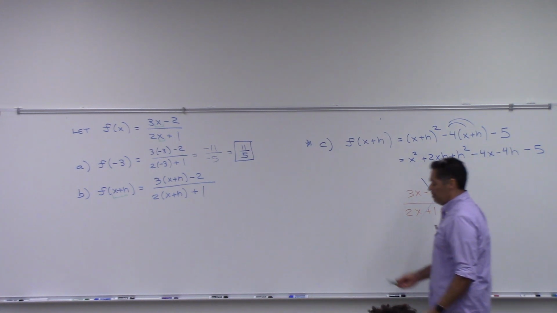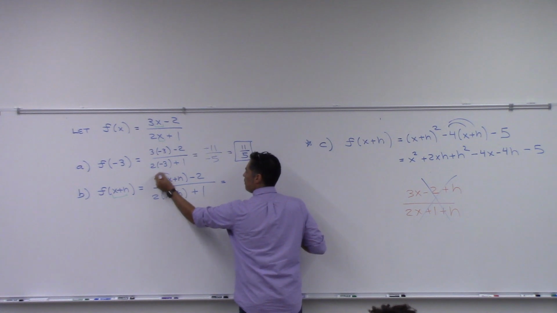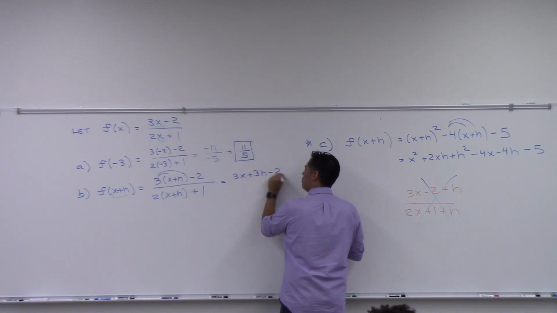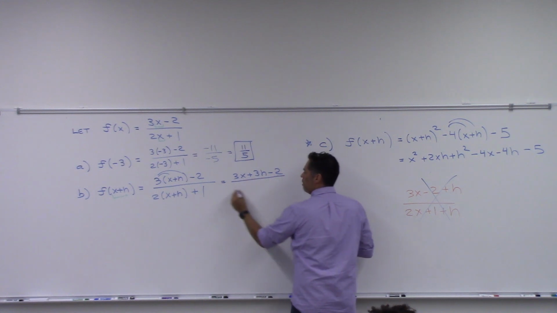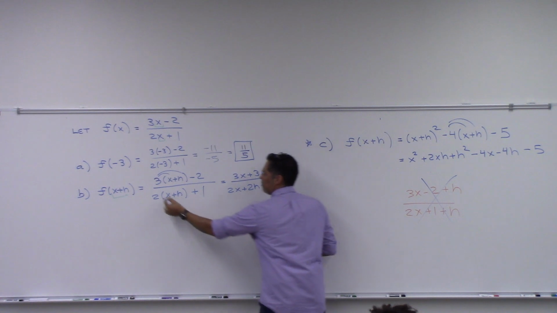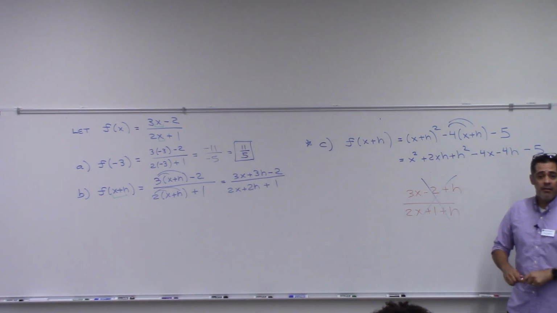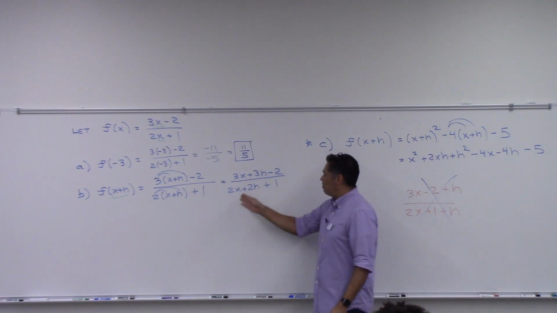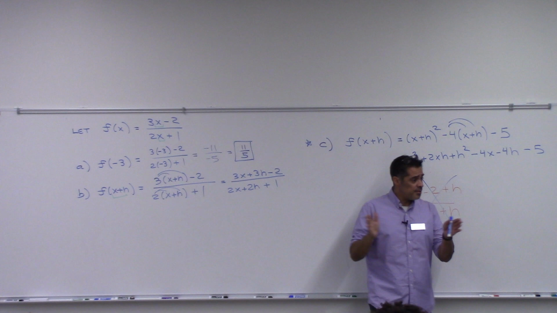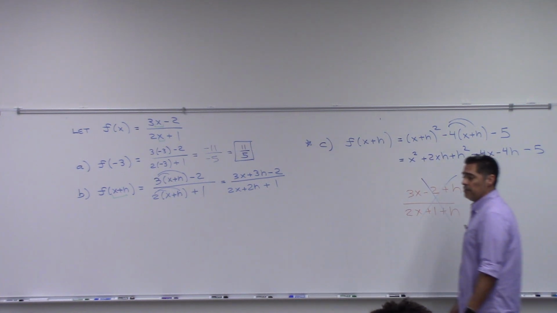All right, distribute through the top. 3x plus 3h minus 2 over 2x plus 2h plus 1. That's distributing through here. And there's nothing you can do there. Don't start trying to cancel x's and h's. You can't do that because there's addition and subtraction between the terms, right? So you're not allowed to do that. So that's our answer.